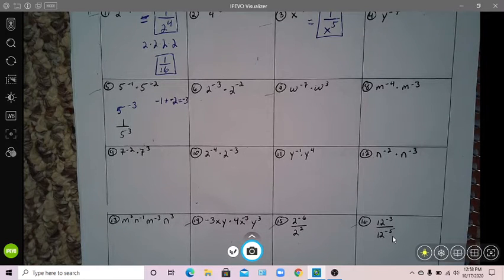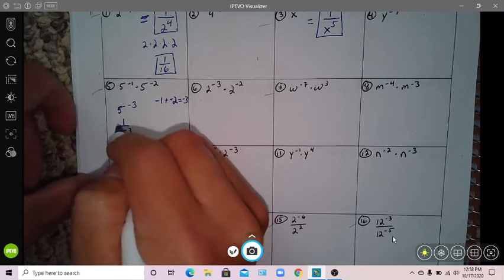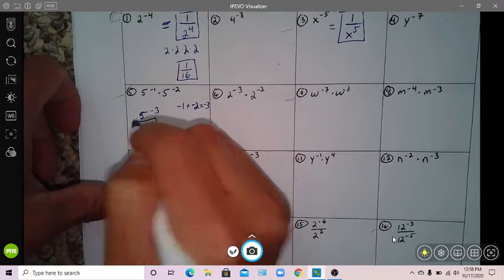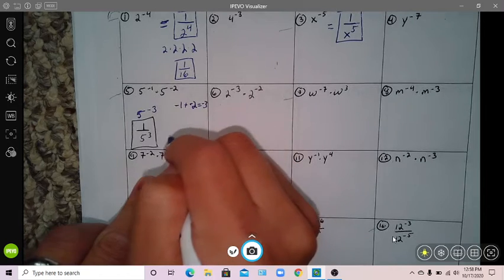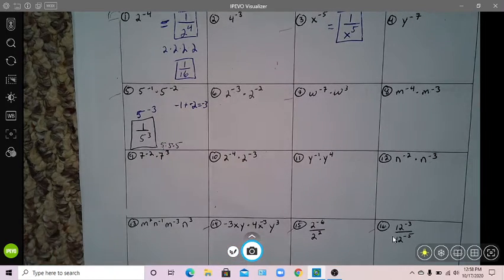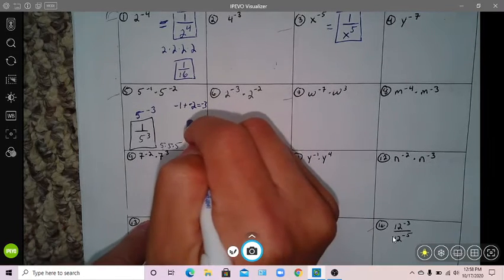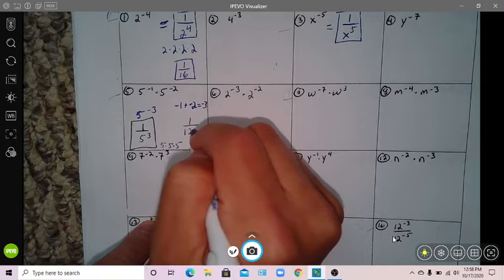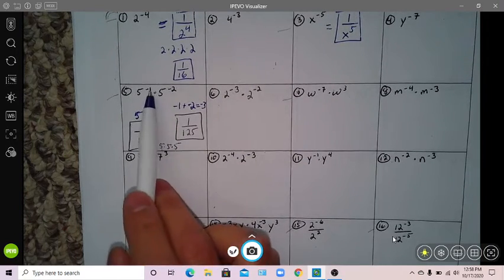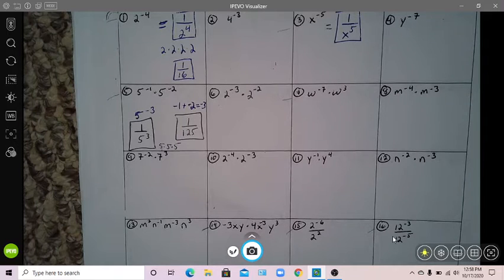And then I'm also going to evaluate this. This is 5 times 5 times 5. 5 times 5 is 25, times another 5 is 125, so this is 1 over 125. So with multiplication, I added those exponents. Negative 1 plus negative 2 is negative 3.